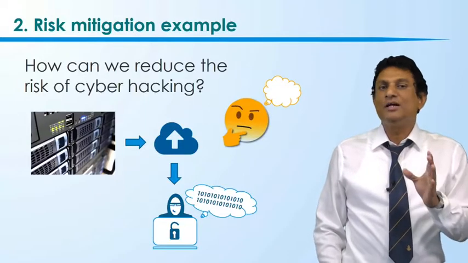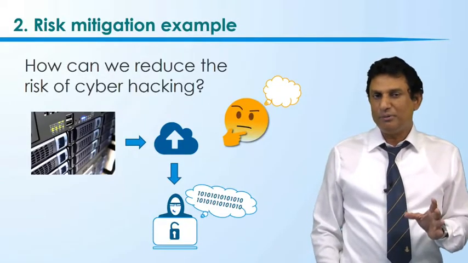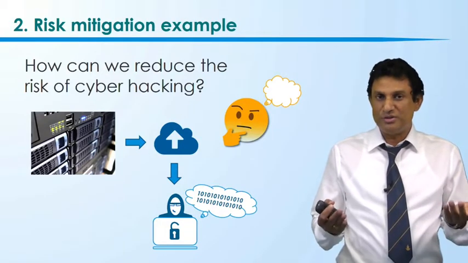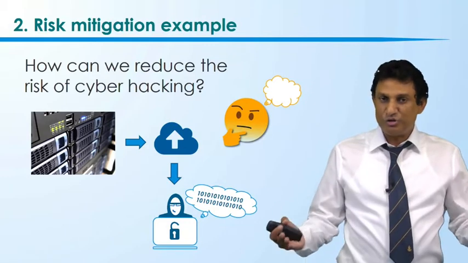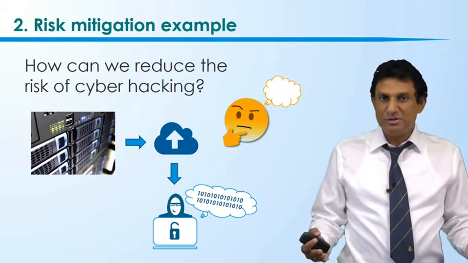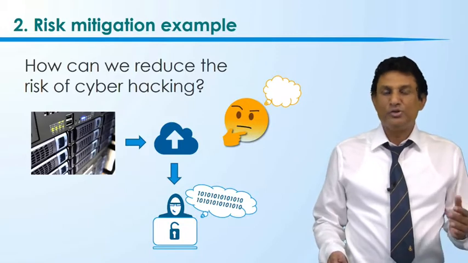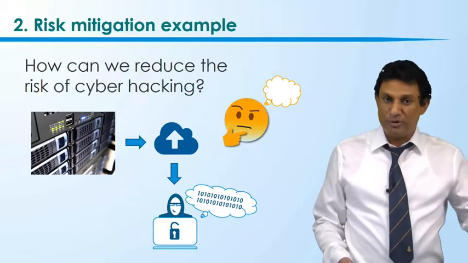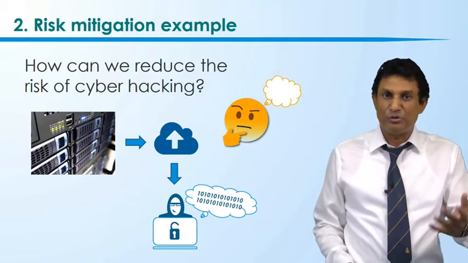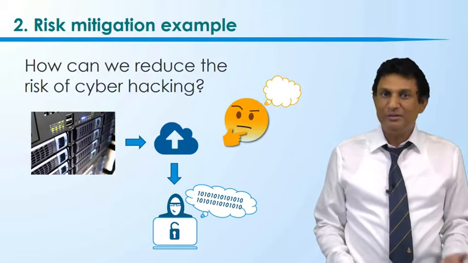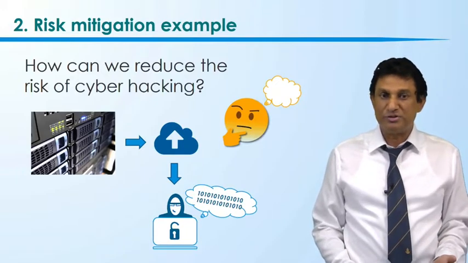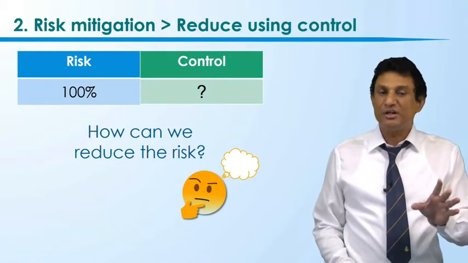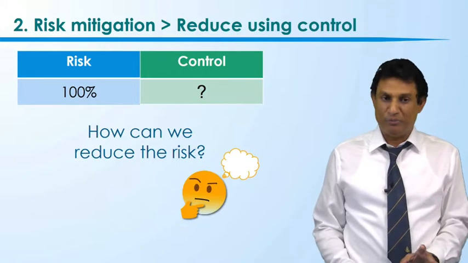So let's think about an example. The example we are going to think about is that you keep your confidential information in your server and it's connected to the internet, so anybody can access the information in the server. In that case, it's very high risk because not only your employees or your customers can access the information, but also somebody who would like to steal the data, or maybe hackers, will be able to access your data, which is risky. So the risk is 100% because there is no control whatsoever.